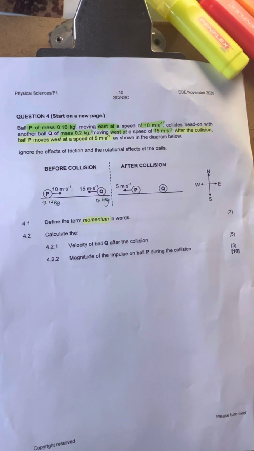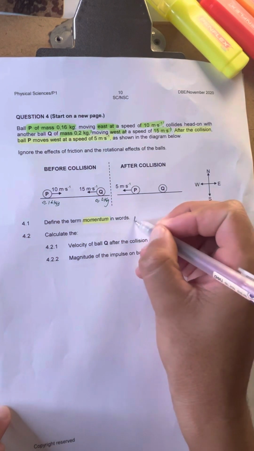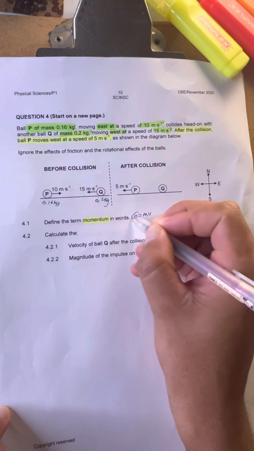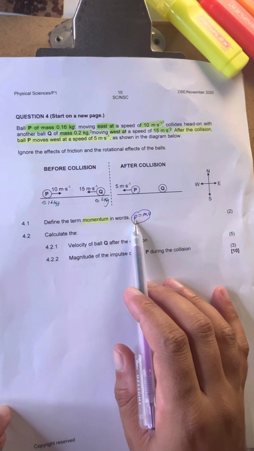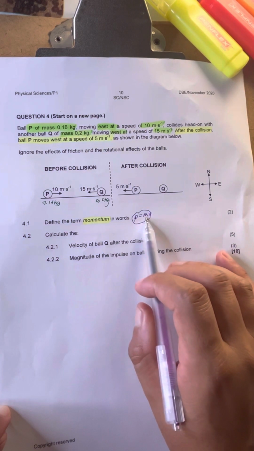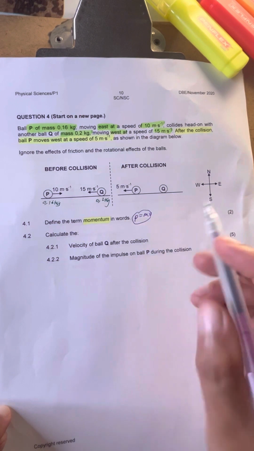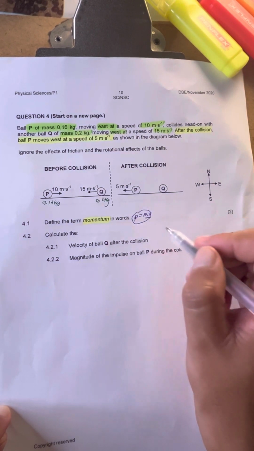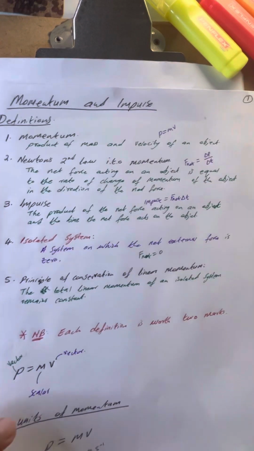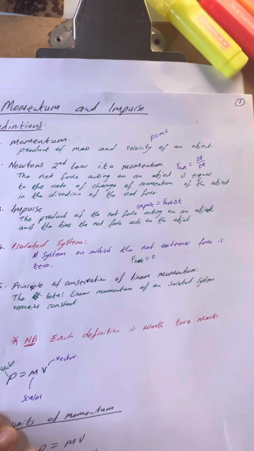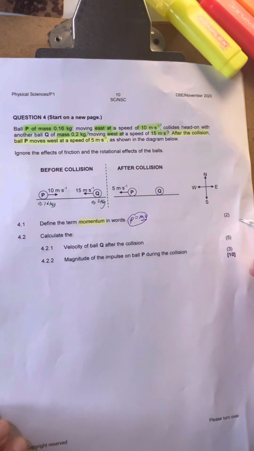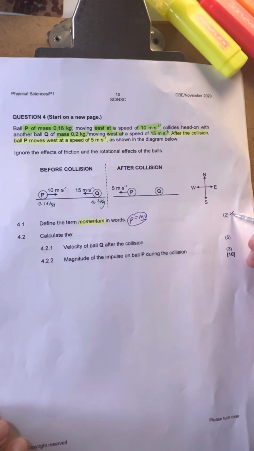Define the term momentum. Remember definitions. The definition of momentum is actually a formula. It's the formula that says p equals mv, but we have to say this in words. So we say momentum of an object is the product of mass and velocity of that object. Let me remind you, this is the definition we had yesterday. Momentum is the product of mass and velocity of an object. So for 2 marks, if you write that, you get 2 marks.